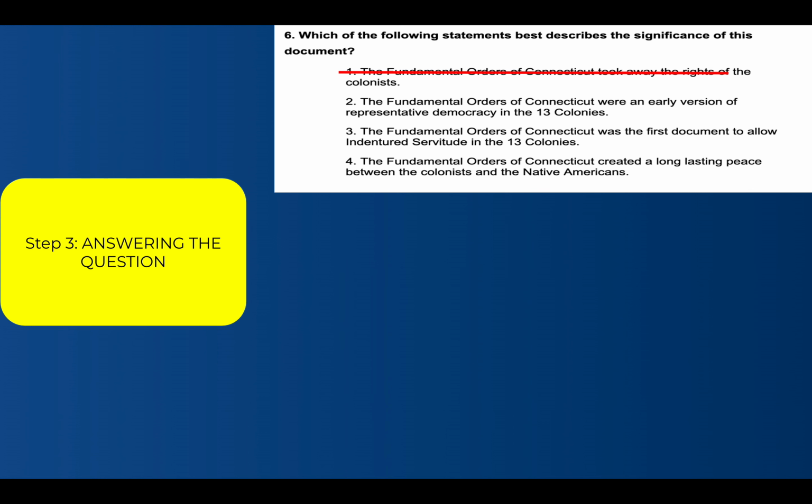Choice 3 says, was the first document to allow indentured servitude. Doesn't mention indentured servitude at all. Nothing about repaying debts or working or getting voyages paid. None of that's even mentioned. Created long-lasting peace between... Nope, doesn't talk about Native Americans. We know it can't be choice 4, but what we did find is that this document is about voting, and it's about freedom, and it's about rights. It's an early representative democracy.